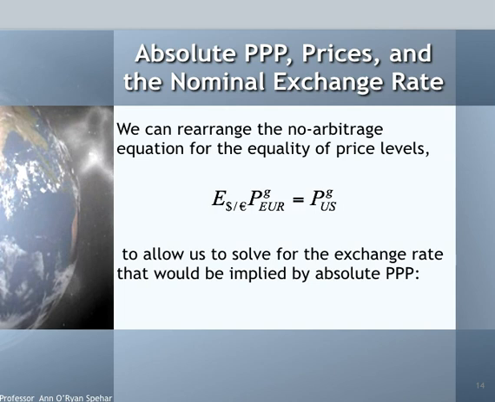So we can rearrange this arbitrage equation when Q is equal to 1 and solve for one variable over the other. And in this case, we've simply multiplied both sides of the equation when Q is equal to 1, the no arbitrage equation, times the price of the good in US dollars. And what this gives us, of course, is this allows us to solve for the exchange rate that would be implied when absolute purchasing power parity holds. That is, when the no arbitrage condition holds.